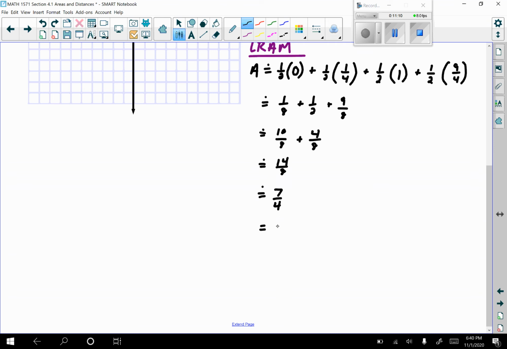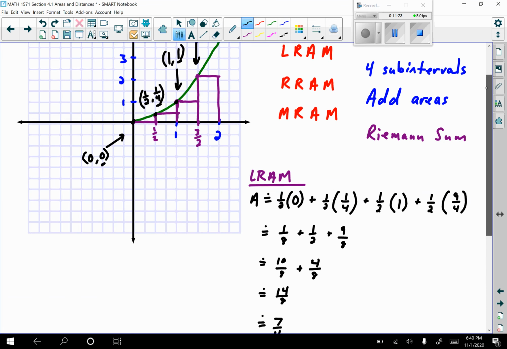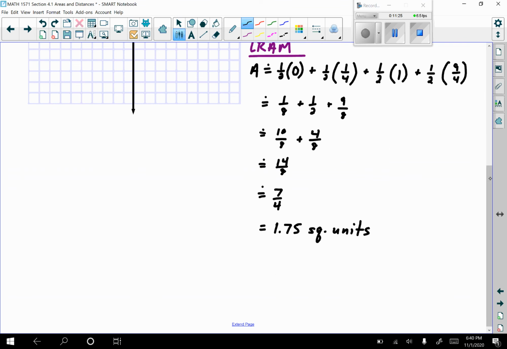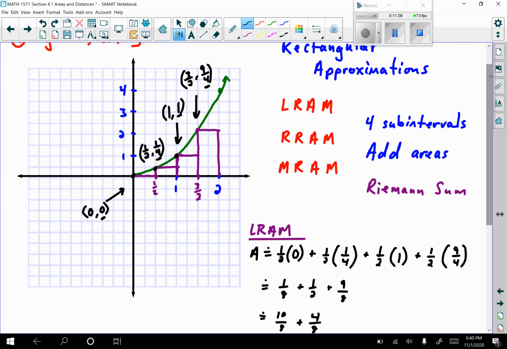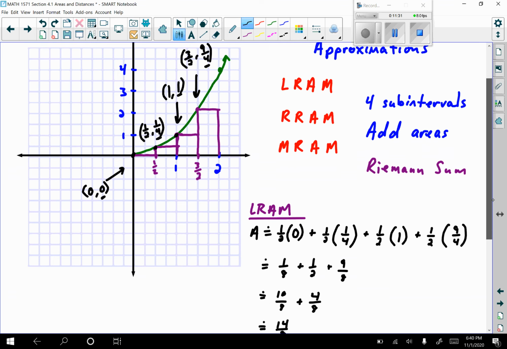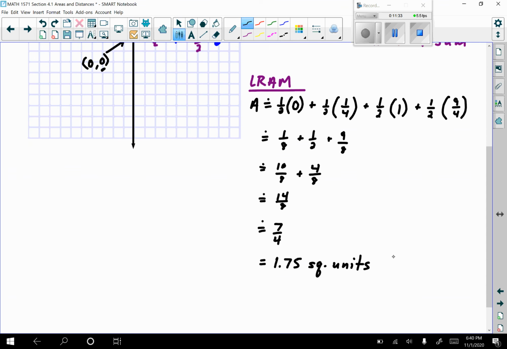So then this is 1.75. And again, we're talking area here, so we want square units. So if you notice where these rectangles came with respect to the curve, they were definitely below it. We had some gaps, so we had some area that was not filled in. So this is definitely an underestimate. So that's why we kind of go through these three.